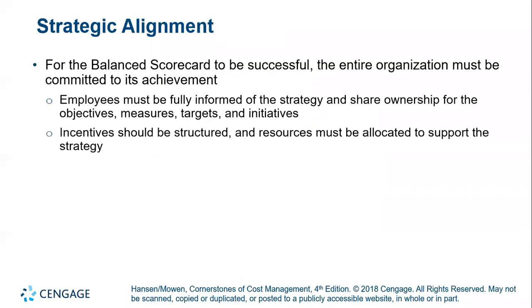Now, for strategic alignment, for the balanced scorecard to be successful, the entire organization must be committed to its achievement. Employees must be fully informed of the strategy and share ownership for the objectives, measures, targets, and initiatives. Incentives should be structured and resources must be allocated to support the strategy.